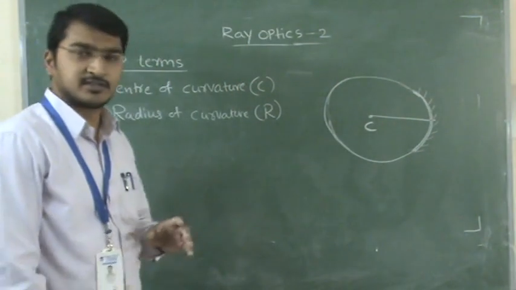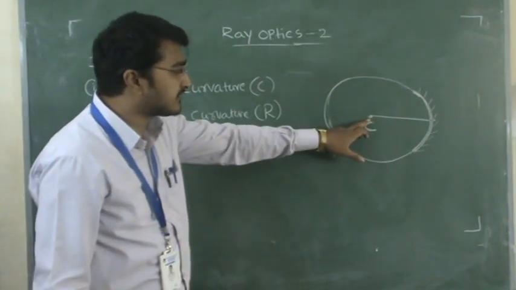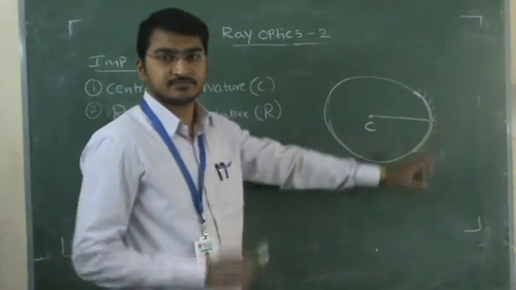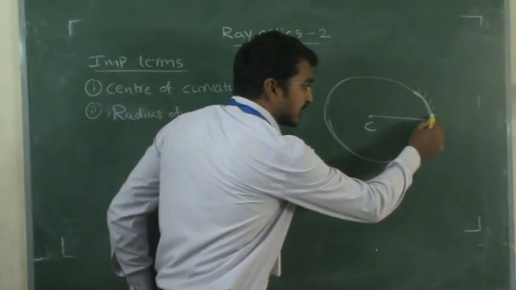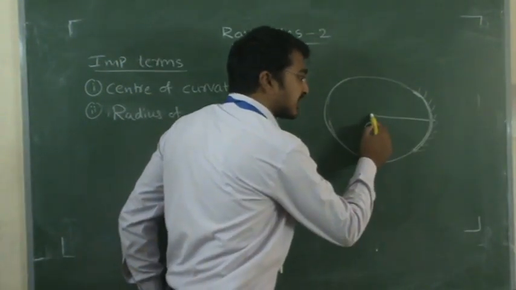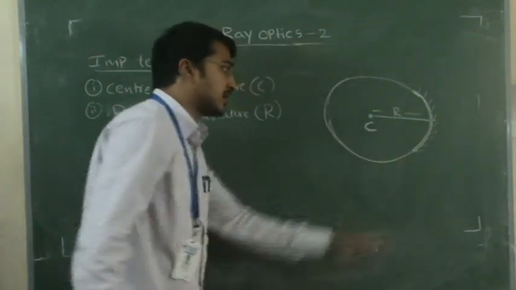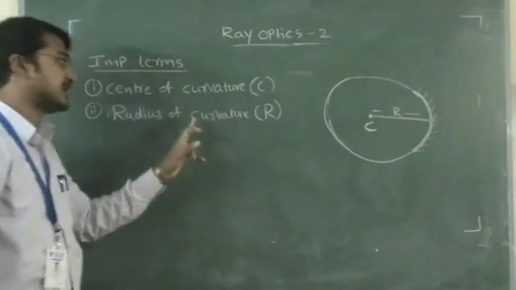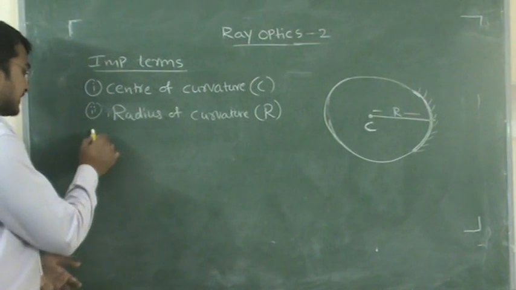So radius of curvature is nothing but the distance between the center of curvature and the mirror. Center of curvature to mirror. Here is the mirror position, here is the center of curvature position. So the distance between the mirror and the center of curvature we call the radius of curvature. Got it? Next, third point.